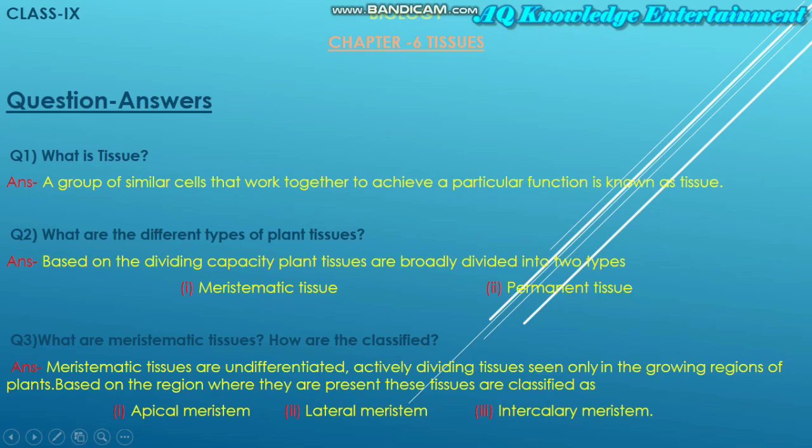Now the third question is, what are meristematic tissues? How are they classified? So the meristematic tissues are undifferentiated, actively dividing tissues seen only in the growing region of plants. Based on the region where they are present, these tissues are classified as apical meristem, lateral meristem and intercalary meristem.